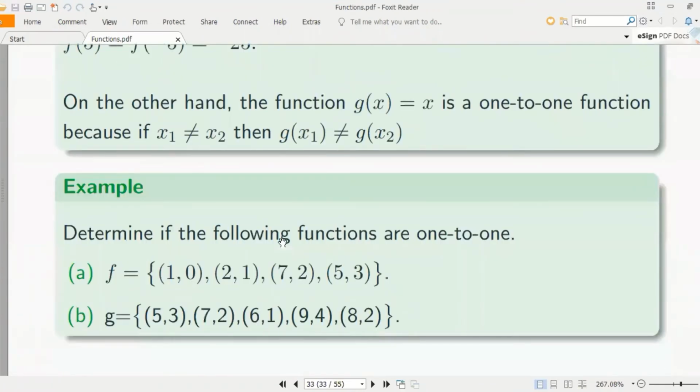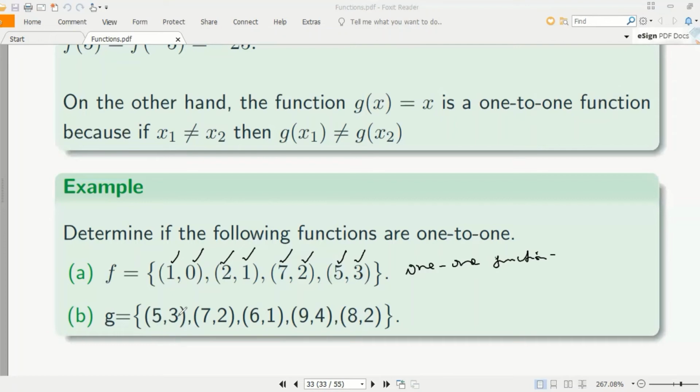Now, determine if these functions are one-to-one. These are very easy. This input has this output, this input has this output, this input has this output, this input has this output. We will not have one output repeated for two different inputs. Every input has its unique output. So this is a one-to-one function.